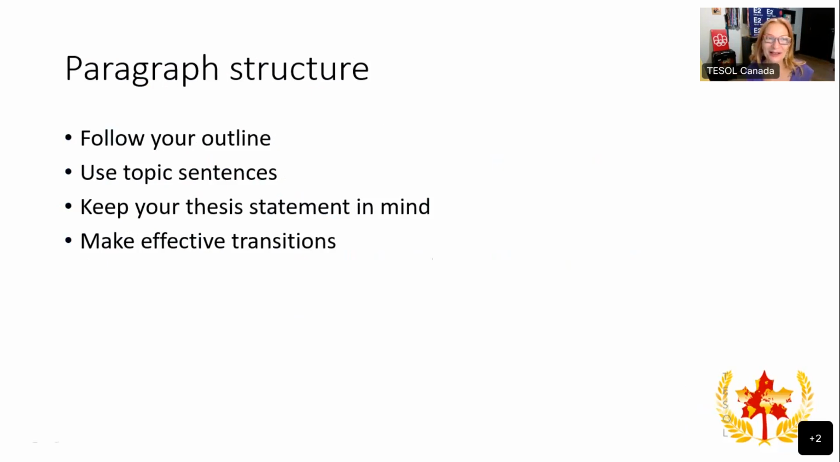The paragraph structure: you will follow an outline, or of course, the section. Use topic sentences. When I'm writing a paper, I always have a thesis statement glued beside me so that I never forget what my main goal is. It's very easy to go off topic. And of course, use effective transitions.